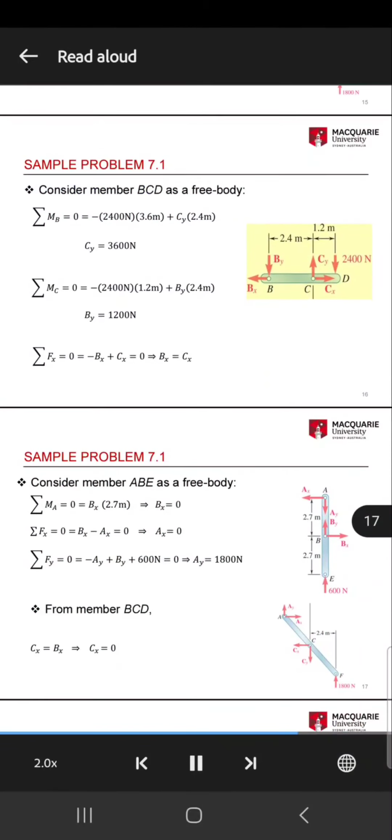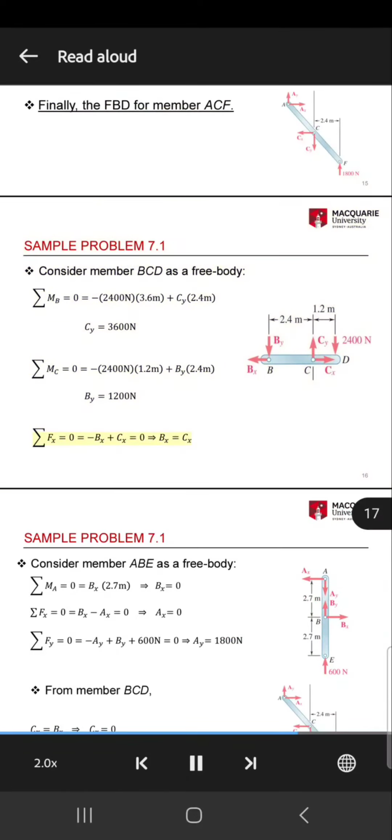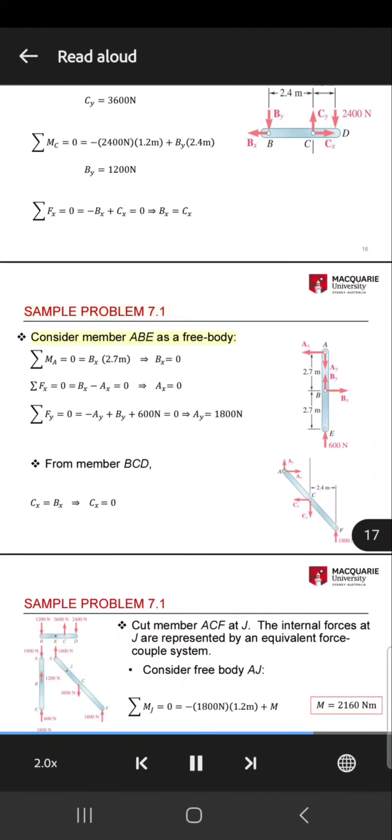Sample Problem 7.1. Free body diagram of member BCD. Consider member BCD as a free body. Sum of moments about C equals 0 equals minus 24 times 1.5 meters plus C sub y times 2 meters. Sum of Fx equals 0 equals minus B sub x plus C sub x, so B sub x equals C sub x. Consider member A as a free body: Sum of Fx equals 0 equals B sub x minus A sub x.